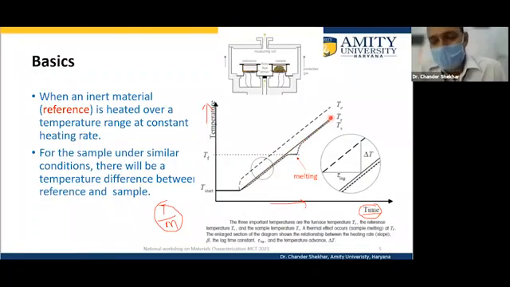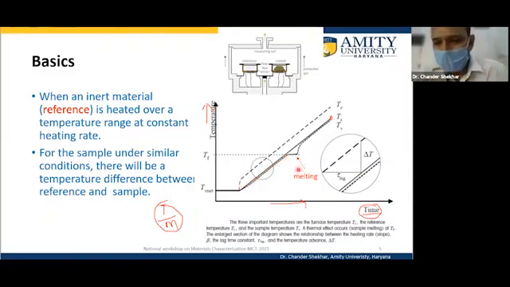This line represents the reference. Now suppose there is a sample whose properties, whose thermal behavior, whose response to the temperature change we are not aware of, we don't know exactly. If that sample is subjected to the same temperature program, it will again depend upon its heat capacity. The temperature of the sample will increase until there is some transformation.